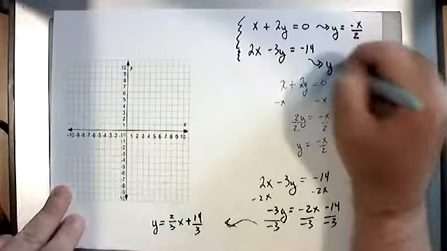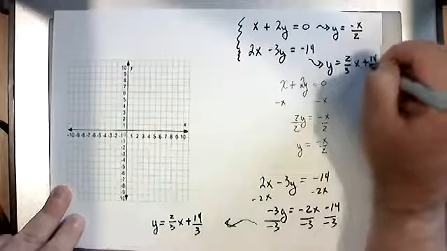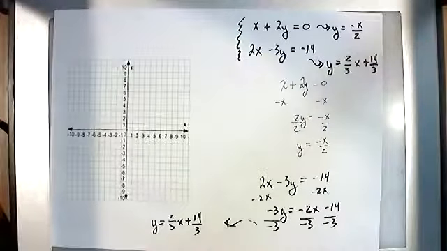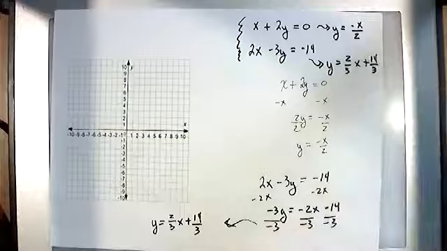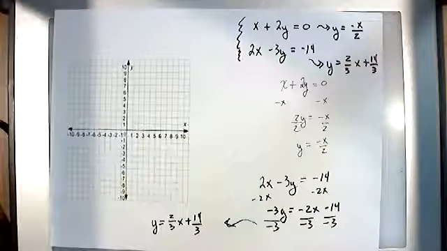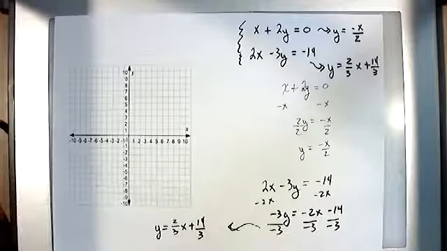And so you probably see the issue here. 14 over 3 is not a y-intercept we can easily graph. So we've got y equals negative x over 2 and y equals 2/3 x plus 14 over 3. If that 14 over 3 was a 7 or a 9, we'd be fine. We could just graph it like normal and we'd be good to go. The problem is it's not.